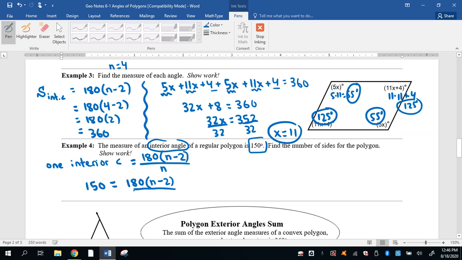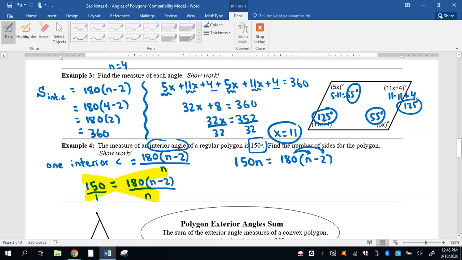This is an easy algebra problem if you did well in algebra, but there's always hope, remember. The easy way to do this is to write this as a proportion and cross multiply, or in other words, just undo the division and multiply both sides by n. So cross multiplying, we have 150n equals 180 times the quantity n minus 2.